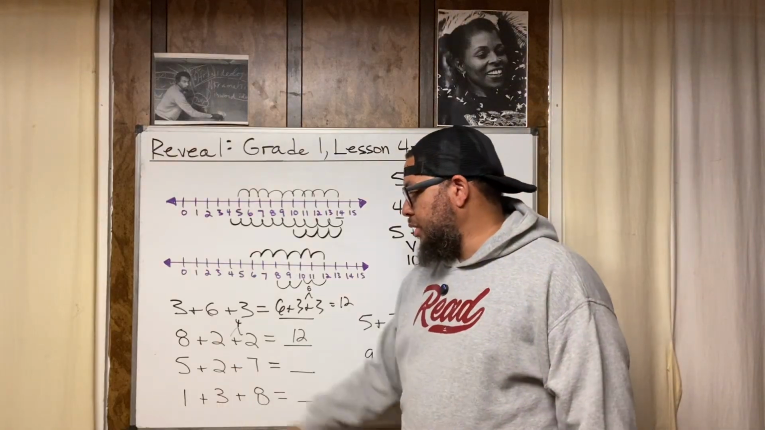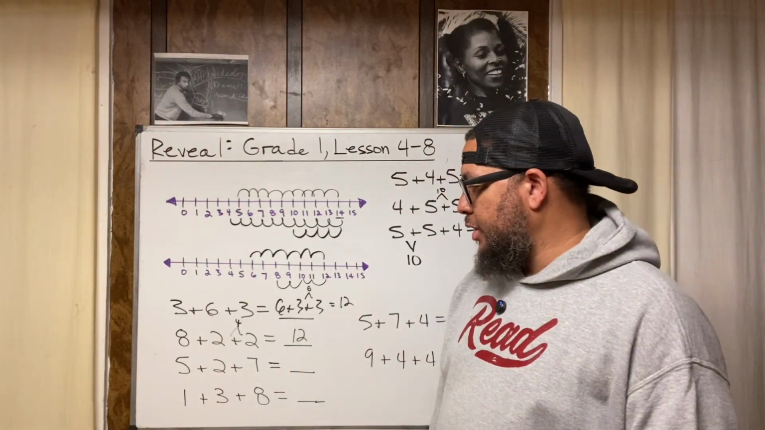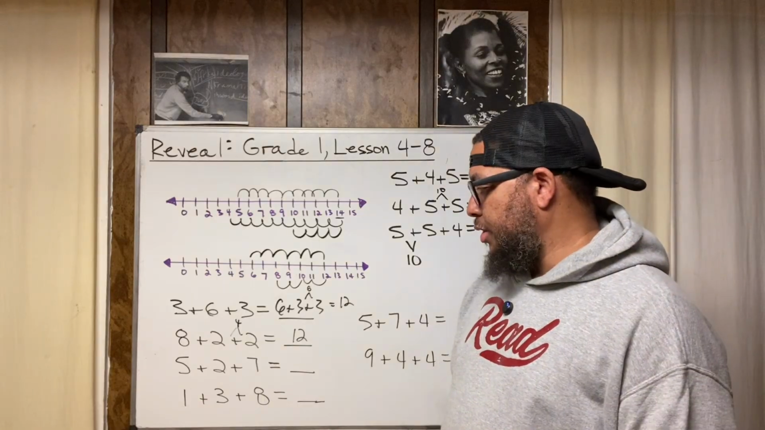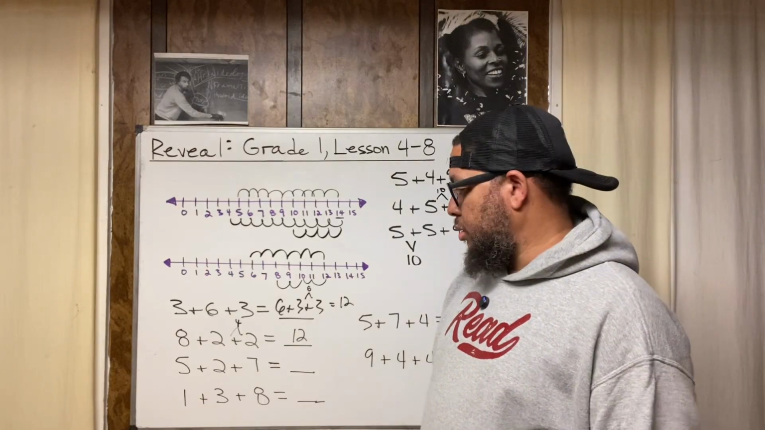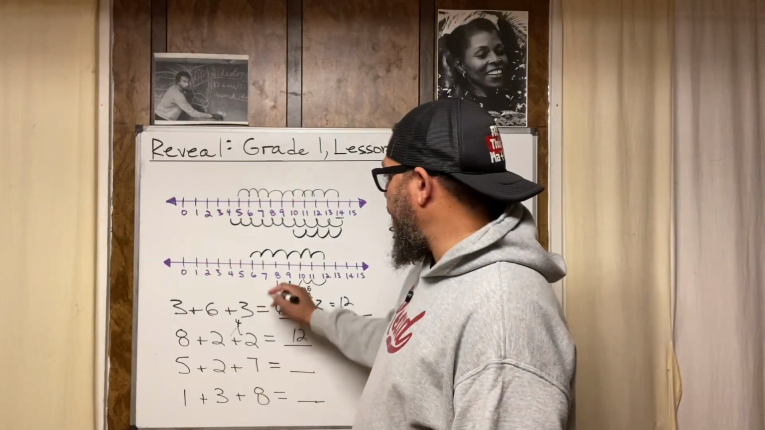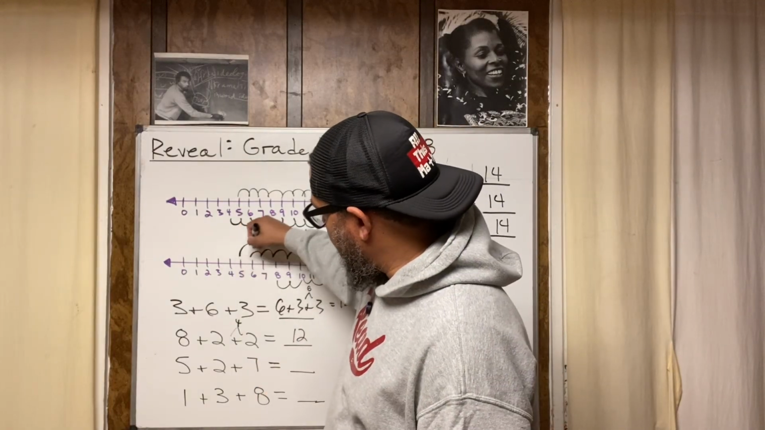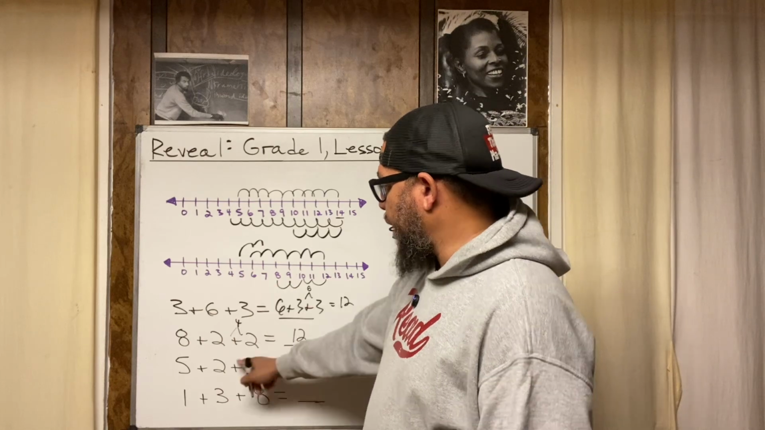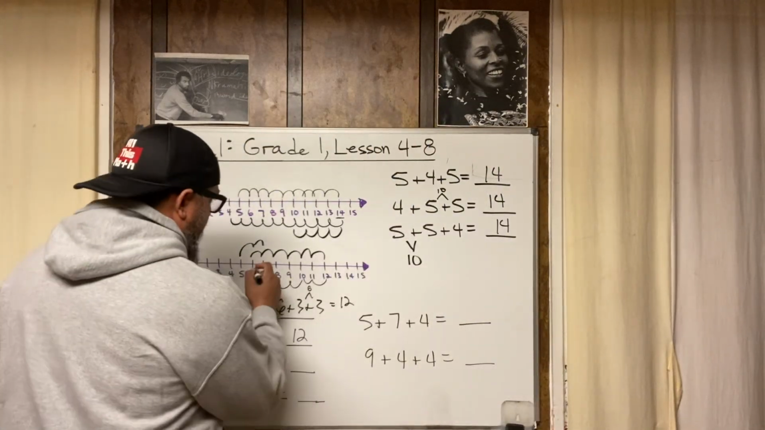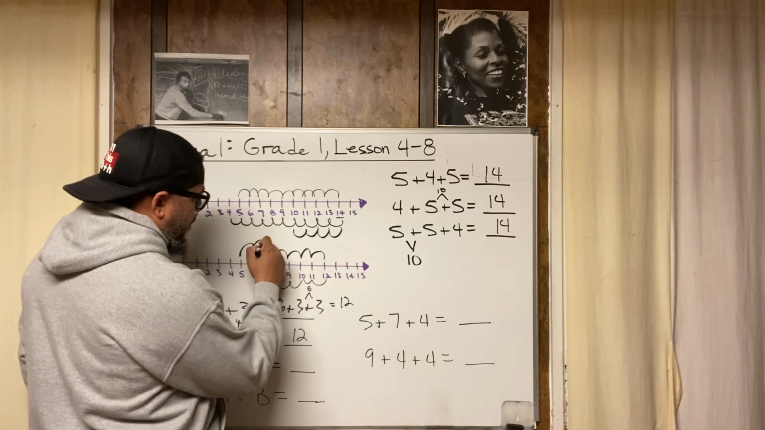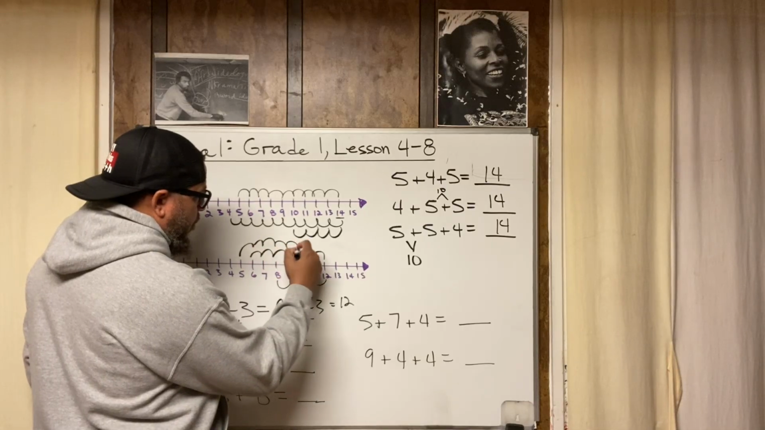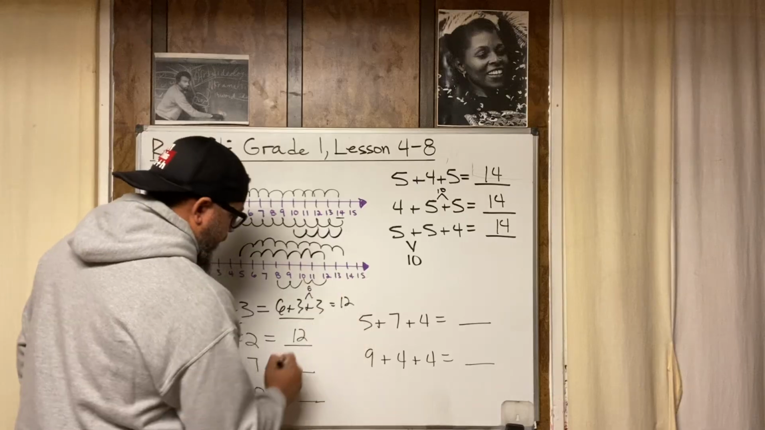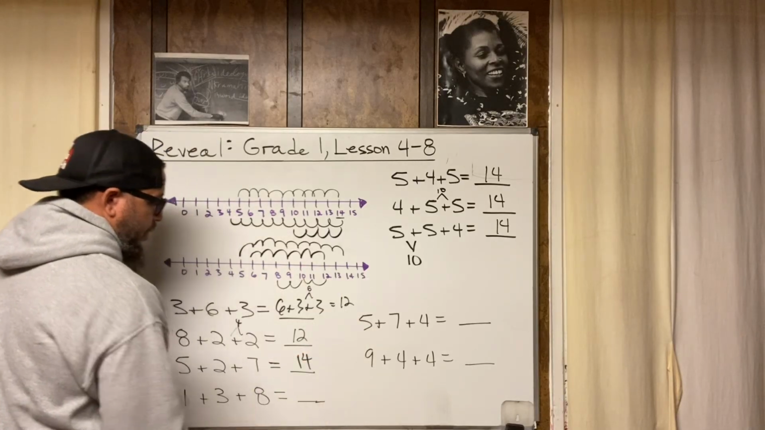All right, now let's go to this next example. 5 plus 2 plus 7. There are no doubles, so I can't use the double method. So I'm going to just add straight across from left to right. I start at 5, and I go 2. I stop at 7. I pause at 7, and then I have to add 7 more. So from here, I'm going to go 7 more spaces: 1, 2, 3, 4, 5, 6, 7. I end up at 14. So the sum is 14.